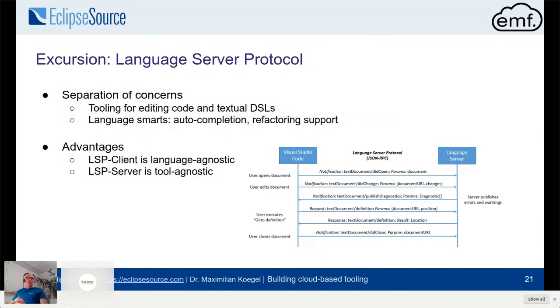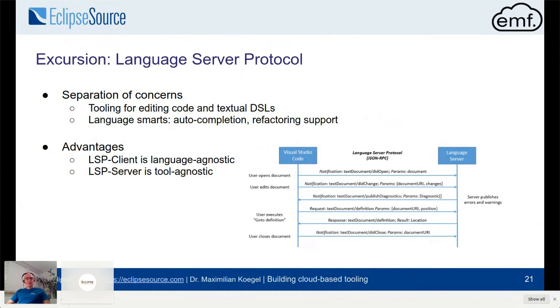I would just like to take the opportunity to take a small excursion into the language server protocol, in case you're not familiar with that. The idea is a separation of concerns between the tooling for editing code and the actual code or textual DSL and the actual language smarts like autocompletion, refactoring, and so on. Because the tool to edit the code can always be the same. The language smarts obviously are super language dependent. So what you can autocomplete in Java is super different from what you can autocomplete in TypeScript, and what you can do in terms of refactoring also is.